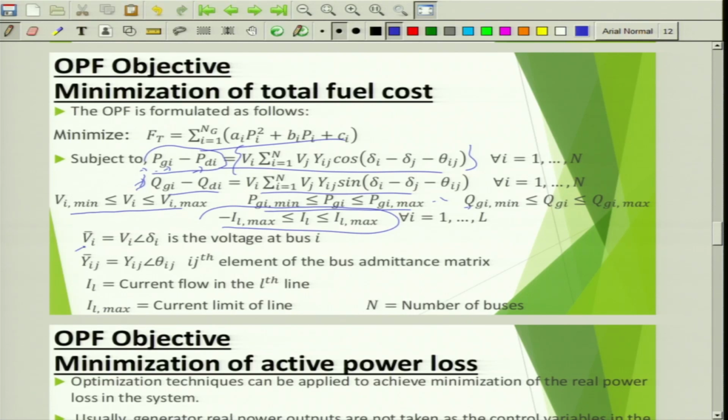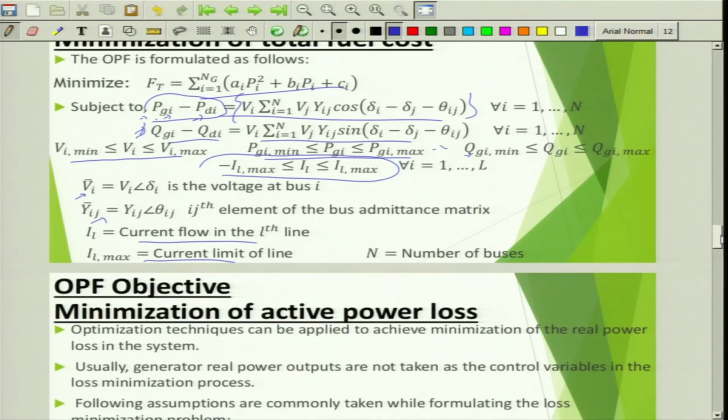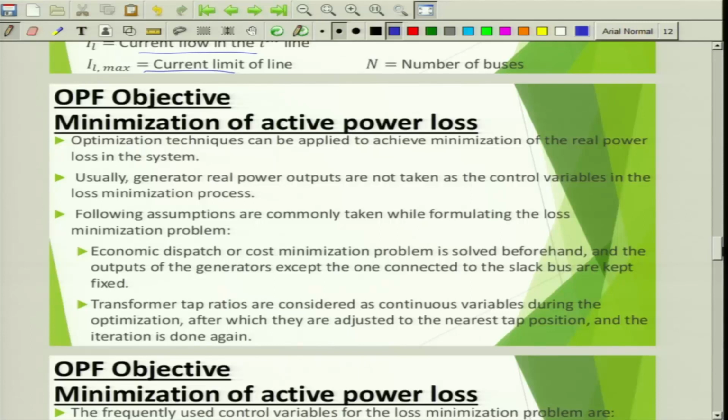So, Vi represents the voltage at an angle, and Yij represents the admittance at an angle, and IL represents the current flow in the Lth line, and IL max represents the current limit of the line. So, let us say there are n number of buses for which you are calculating this OPF. Optimization techniques can be applied to achieve minimization of the real power loss in the system. This is another OPF objective, minimization of active power loss.